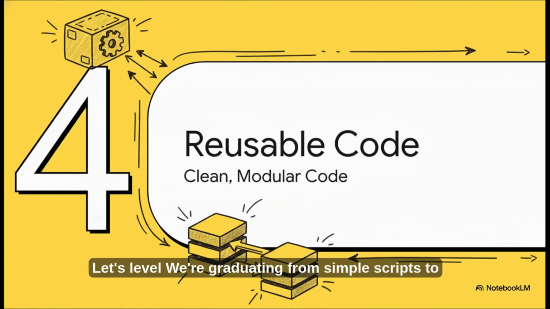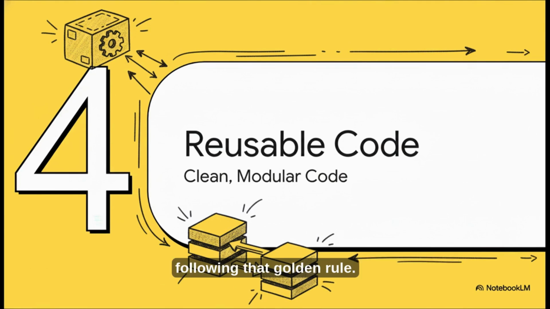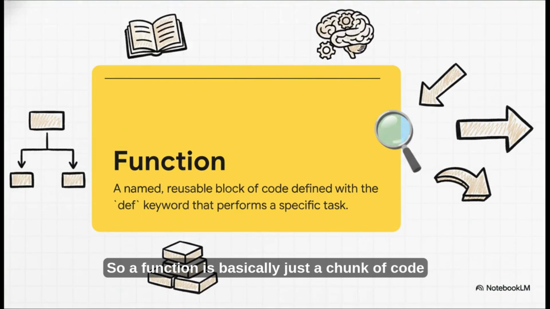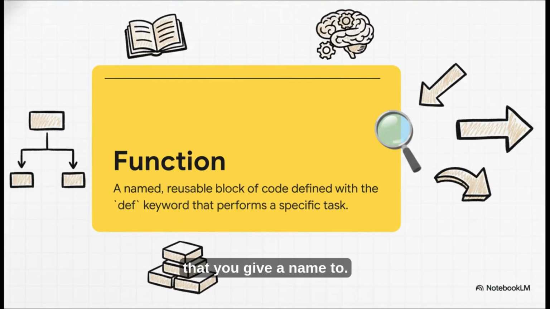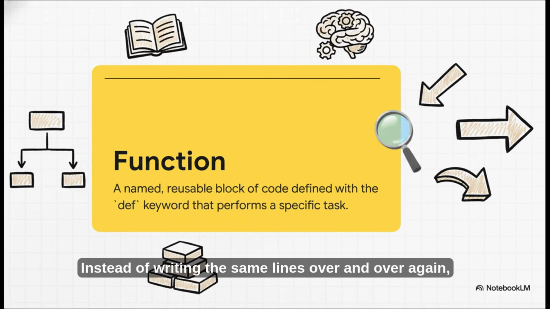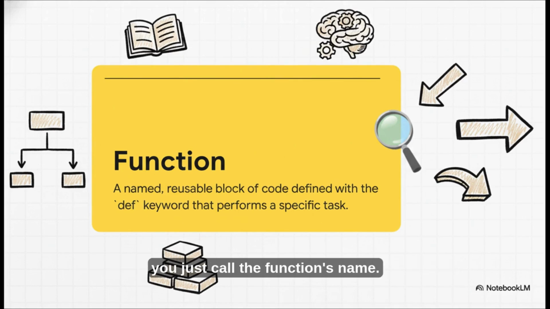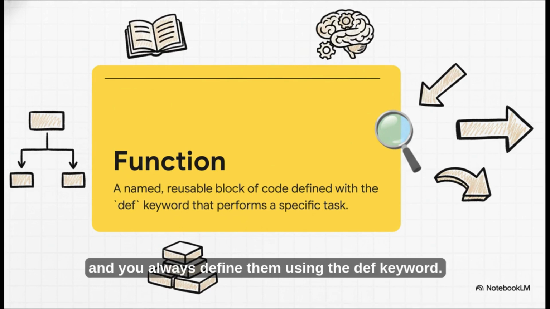All right, let's level up. We're graduating from simple scripts to properly organized programs. This is all about writing clean code you can reuse later, following that golden rule: Don't repeat yourself. So a function is basically just a chunk of code that you give a name to. Instead of writing the same lines over and over again, you just call the function's name. It's the absolute core of keeping your code clean, and you always define them using the def keyword.